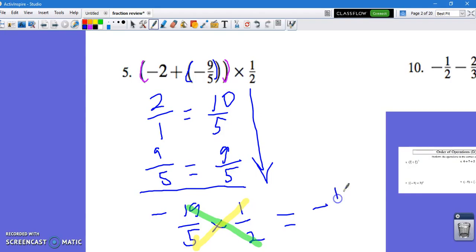19 times 1 is 19. 5 times 2 is 10. Top heavy though. 10 will go to 19 one time.